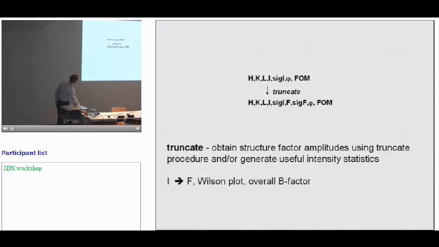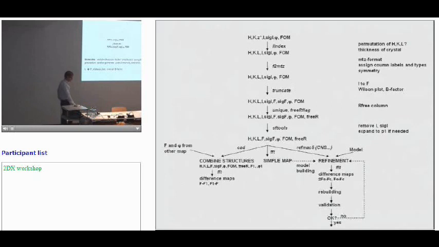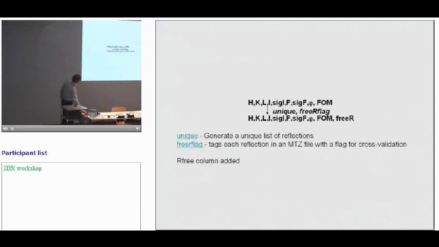So the next step here is to transfer, if we have intensities, to transfer these to amplitudes, and this can be made by the truncate program in the CCP4 package. This also gives a Wilson plot and an overall B factor for our data. Next, we have to uniqueify the data to generate a unique list of reflections.